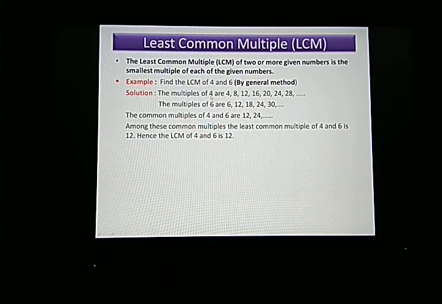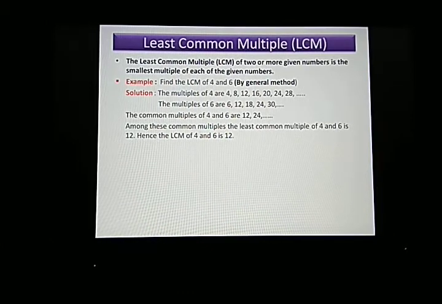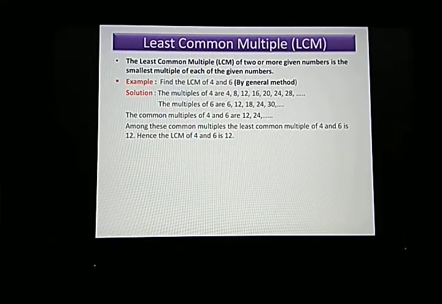First of all, we have found out the multiples of 4. Then we have found out the multiples of 6. So these are the multiples of 4: 8, 12, 16, 20, 24, 28, and then dotted. So why have I given dotted? Because we know that the multiples are infinite in number. They are not finite or limited. So that's why we denote them by the dotted lines.